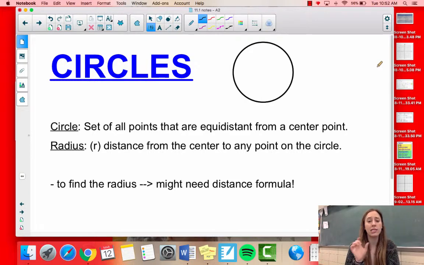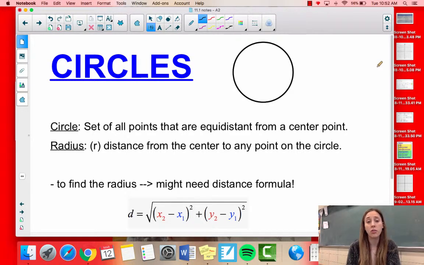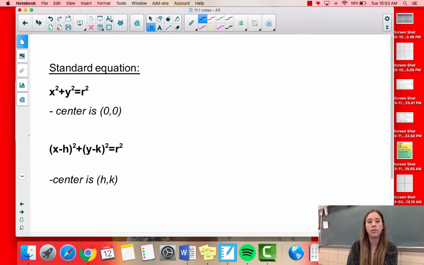And just a little quick side note, if I ask you to calculate the radius, or later when you need the radius length, if I don't give it to you, you might need the distance formula. So we're going to start off with what the equation of a circle looks like. The first equation is the most basic function for a circle. x squared plus y squared equals r squared. And in that example, the center is 0, 0. So it would be any graph with a center of 0, 0.